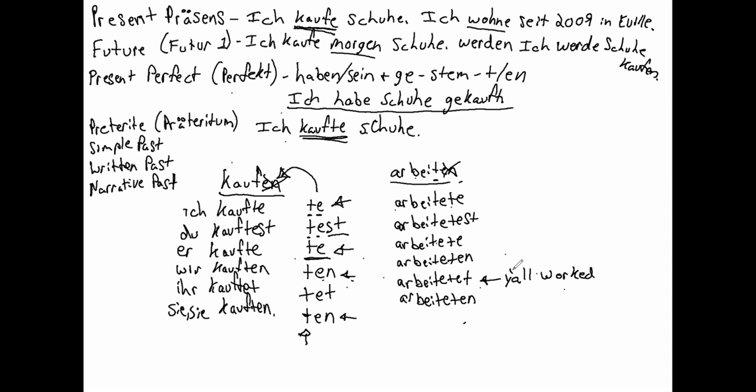Arbeitetet. It's the same thing for if there's a D at the end, let's say reden. My other example I always lean to, you would have redete, redetest, and so on. And it also applies to verbs like regnen. If you want to say it rained in German, you would say es regnete. So we have that extra E before we have our TE for the er, sie, es form there. Those were all of the regular verbs.